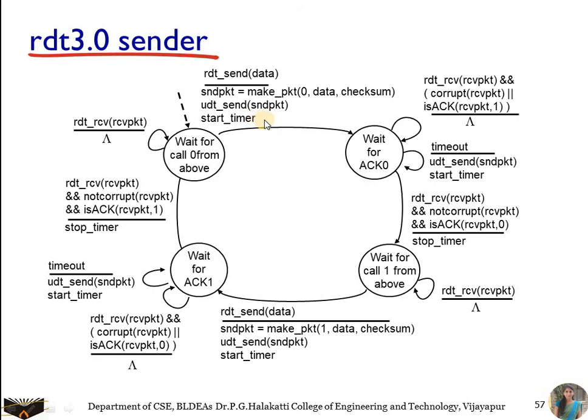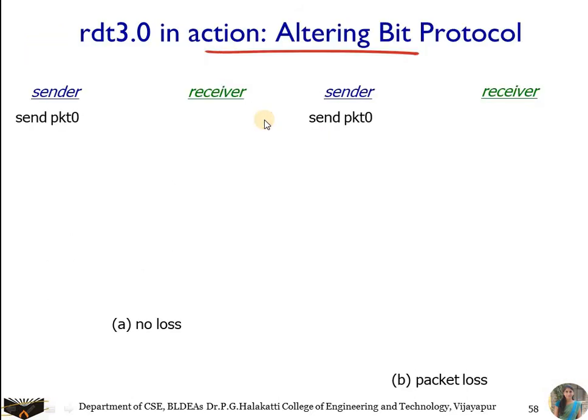So here we are going to come across some cases. Here we have a sender as well as the receiver. But how are they going to work? Here we'll first go with the no loss. No loss is when the packet does not get lost during the transmission. So here the sender is sending a packet 0, and the receiver has received the packet 0, and after receiving the packet it will send the acknowledgement.